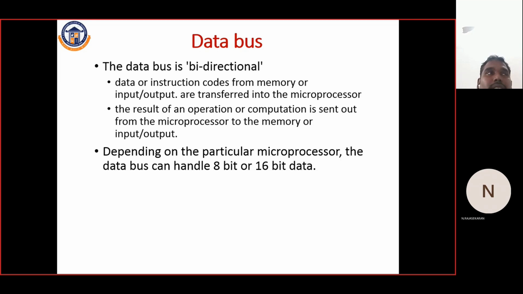Now the data bus. It is a bidirectional bus. We can send data from one place to another, from one memory to another memory. Data, instruction code from memory, or input to output are transferred into the microprocessor. The result of an operation or computation is sent out from the microprocessor to memory or input output. This is normally used to transfer or transmit data from the processor to the IO port. Depending on the particular microprocessor, the data bus can handle 8-bit or 16-bit data. So depending on the situation, you can do the data transfer in 8-bit or 16-bit.